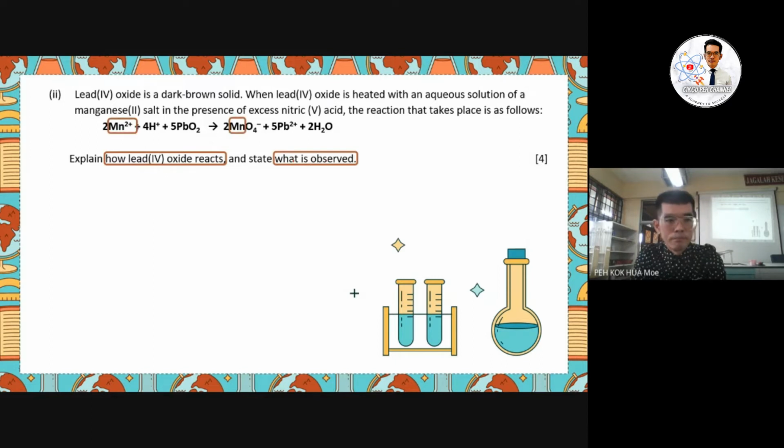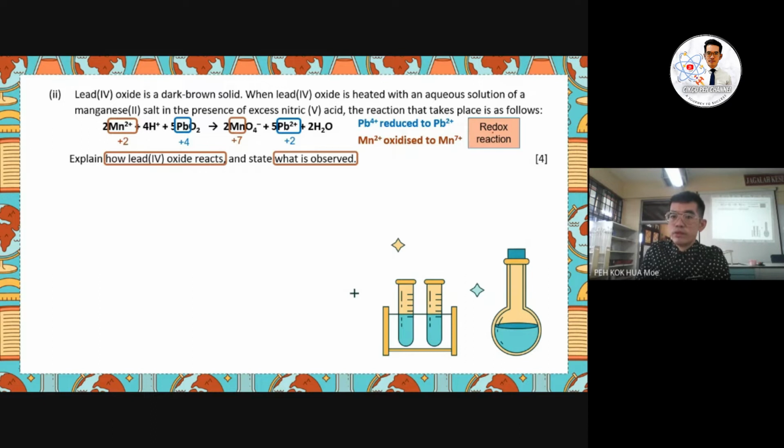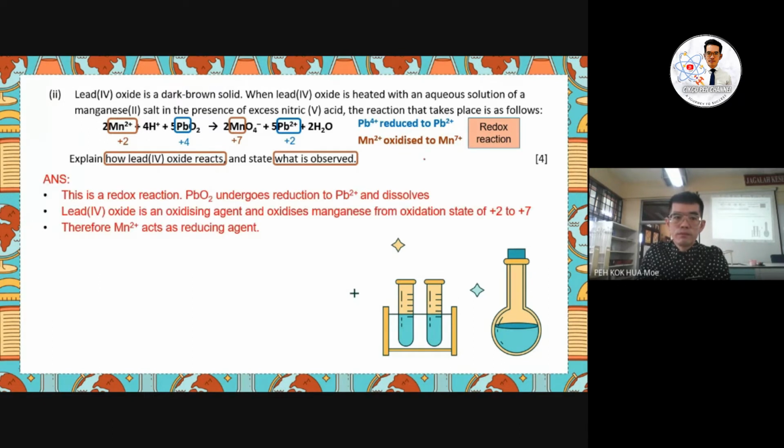From here you can see that the reactant, the manganese(II) ion Mn2+, will be oxidized and the oxidation state will be +7. And the lead changes its oxidation number from +4 to +2. So that means oxidation and reduction both occur, which we know as a redox reaction. We will discuss the reaction as a redox reaction, so the first three marks will be regarding how lead oxide reacts. So this is a redox reaction.